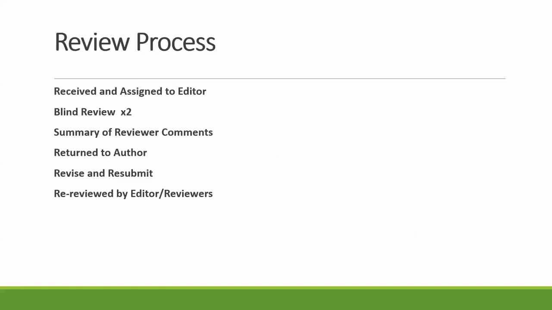So the review process: once you've submitted and uploaded your article, it's received and assigned to an editor of that journal. And then it goes through a blind review with at least 2 individuals reviewing it. You'll get back a summary of reviewer comments. How quickly that will occur depends upon the journal that you send it to. It could be as quick as 30 days. It could take longer, up to 90 days. So then you are going to respond to those reviewer comments.